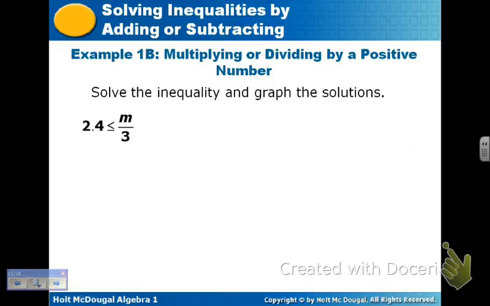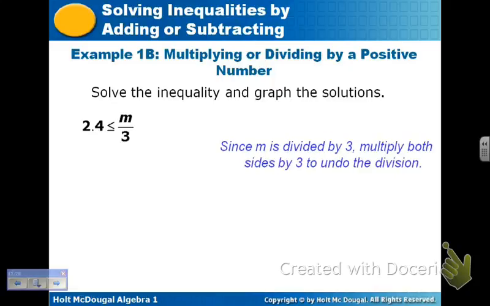All right, example B. We have 2.4 is less than or equal to m over 3. Now m is being divided by 3. So our inverse operation for division is multiplication. So we need to multiply both sides by 3 in order to isolate the variable m.